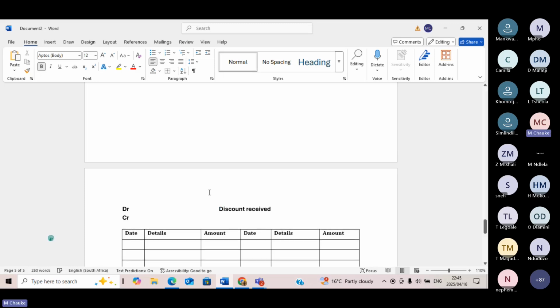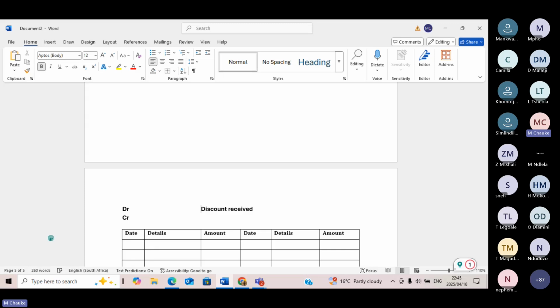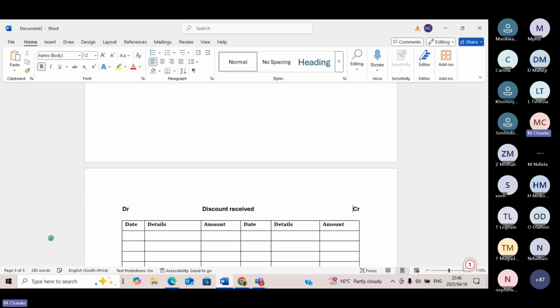Remember, we only account for discount received when there's a settlement discount that we are given. When we settle our account and we're given a settlement discount, therefore we will account for discount received. But if it's a trade discount, we just deduct that 5% and leave it like that. But when there's a settlement discount, it is done this way.